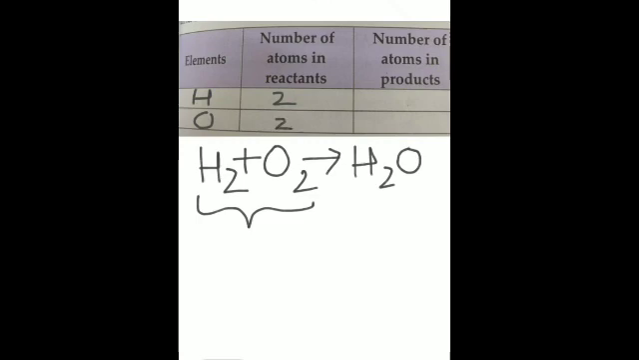And here the number of atoms in products, it is 2 of hydrogen, it is the same as the reactants, but oxygen is not the same. That means this equation is unbalanced. This is not balanced because the number of atoms on the left side is not equal to the number of atoms on the right side. So this equation is called an unbalanced chemical equation or skeletal equation.